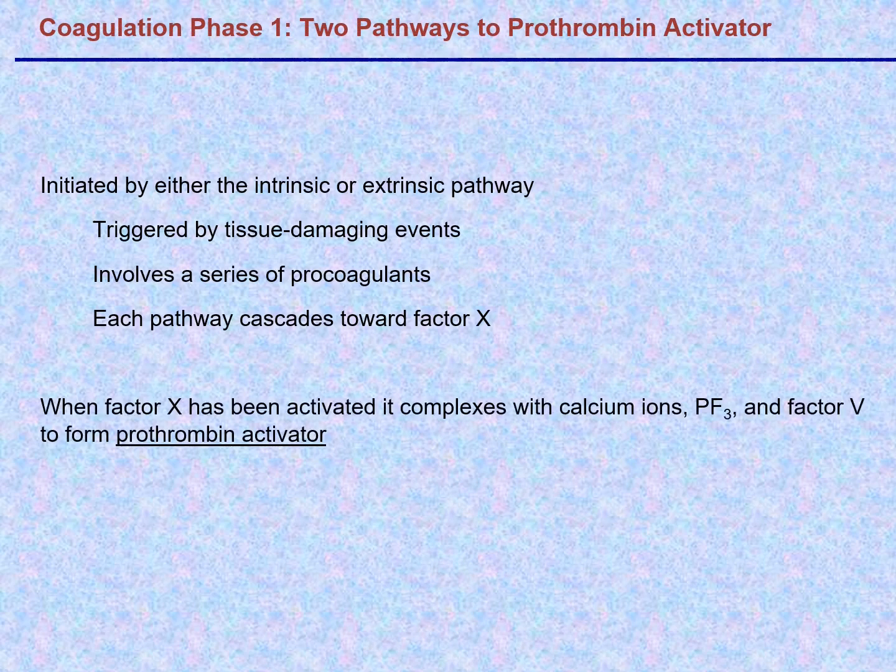So overall, coagulation, the first phase, are the 2 activation pathways leading to prothrombin activator. All of this is initiated by tissue damaging events, a tear, cells being injured. You get a series of procoagulants that lead towards activation of factor 10. And that activated factor 10 will complex with platelet factor 3 and 5 to form prothrombin activator.